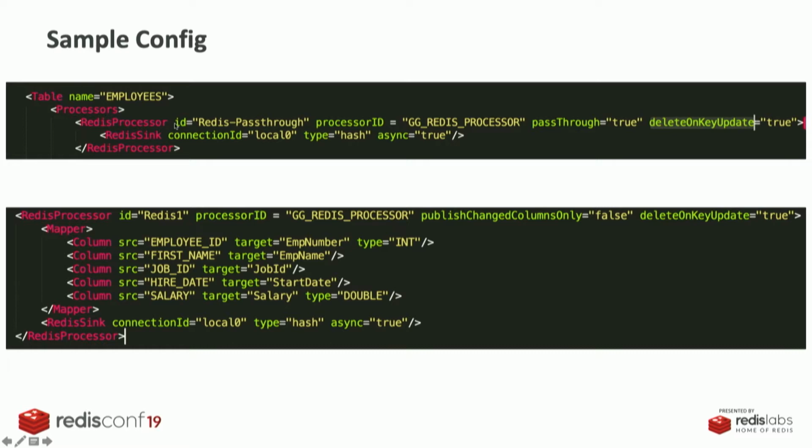Let's go through the properties of the first one. The processor ID identifies the implementation on our side, and when pass through is true, it means it's not doing any additional logic. All the columns from the source are copied to the target, which here is Redis. Then we have set delete on key update to true. It means that if I update a key, the record that was changed is deleted and a new record is created. All right.